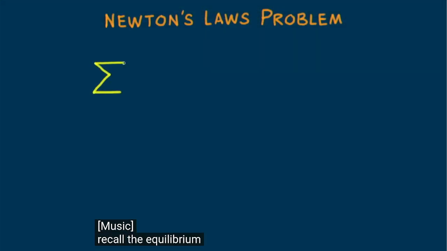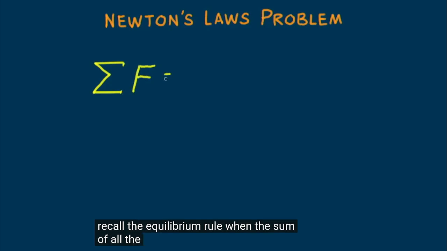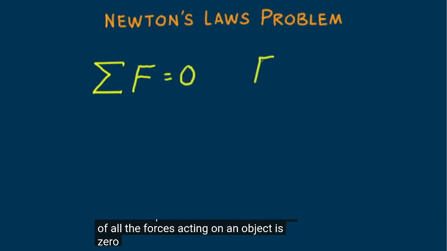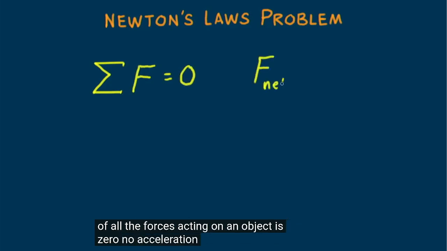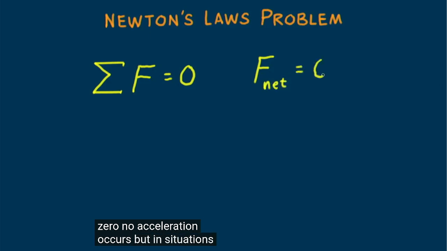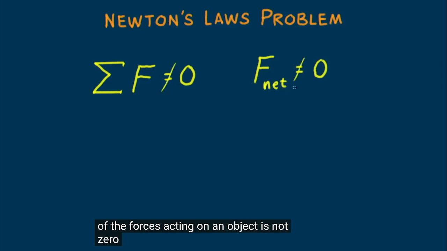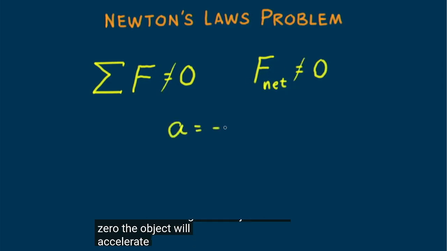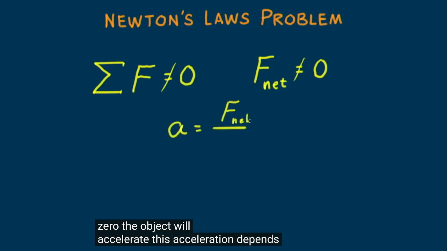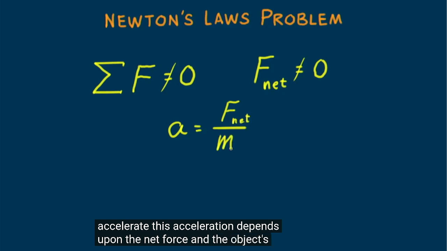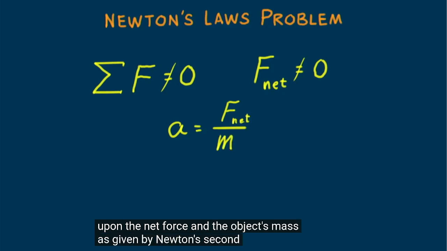Recall the equilibrium rule. When the sum of all the forces acting on an object is zero, no acceleration occurs. But in situations where the sum of the forces acting on an object is not zero, the object will accelerate. This acceleration depends upon the net force and the object's mass, as given by Newton's second law.